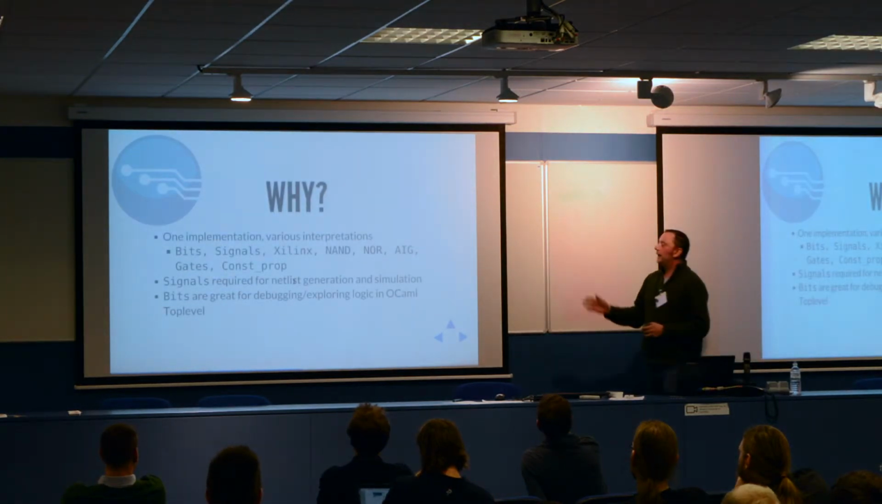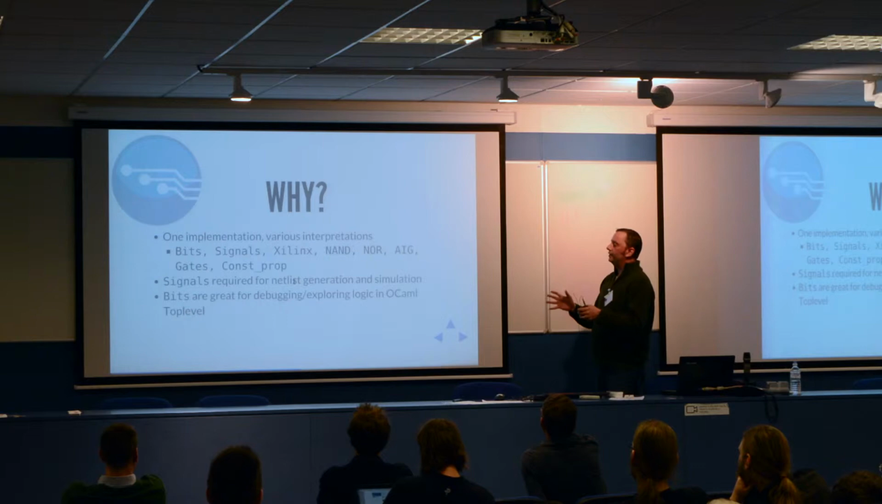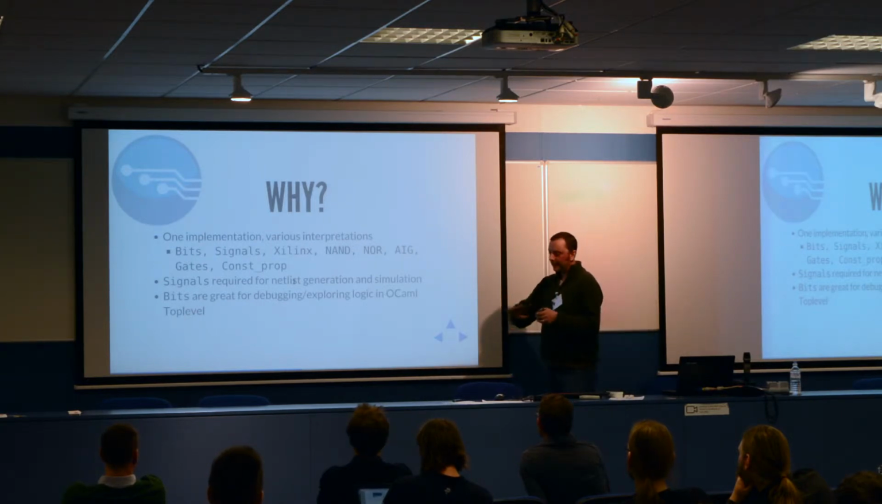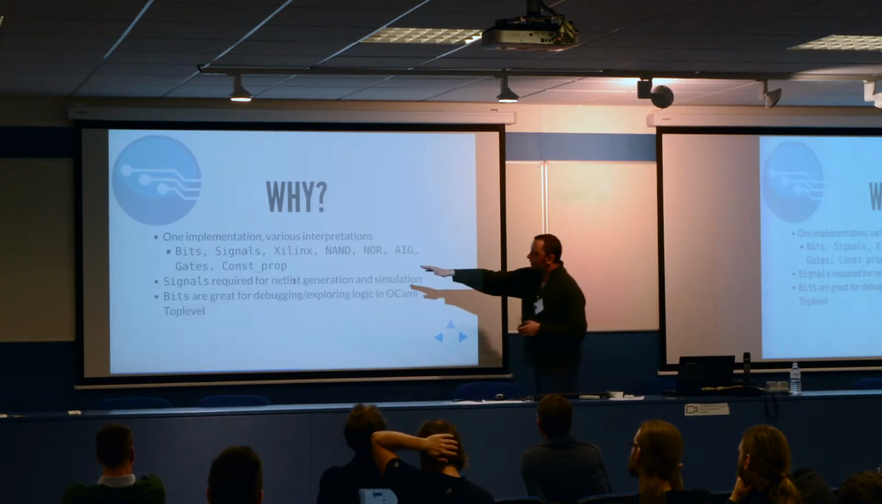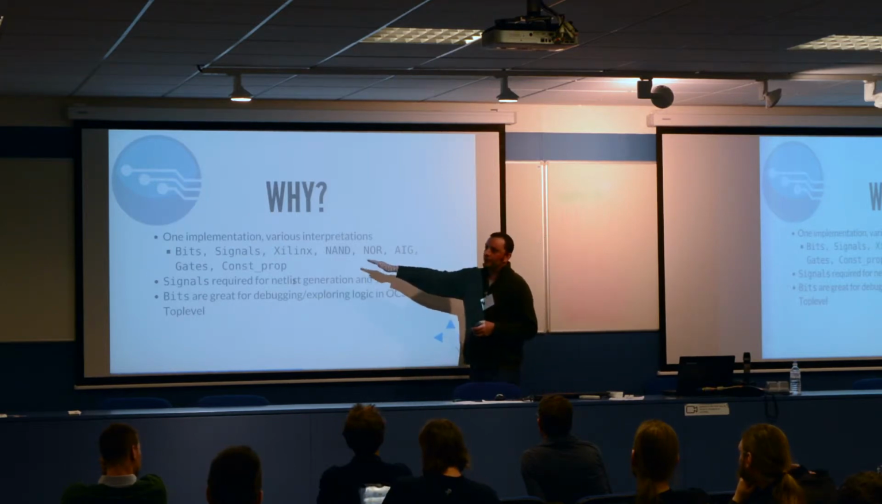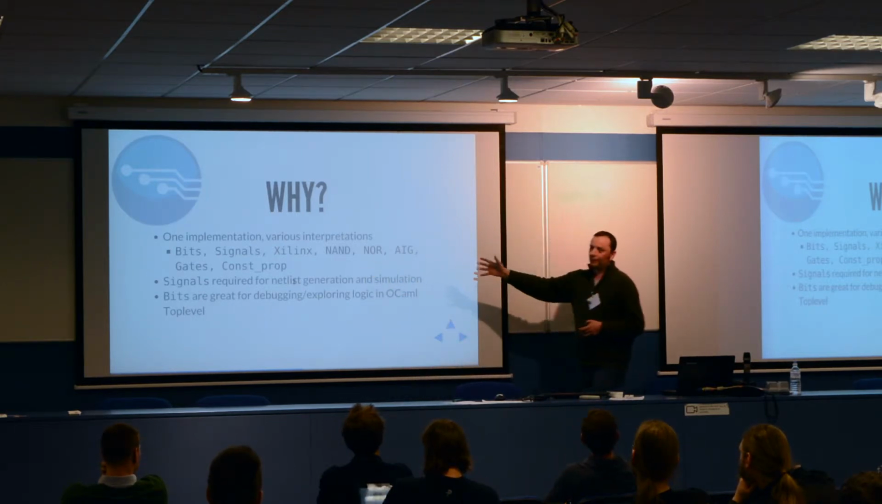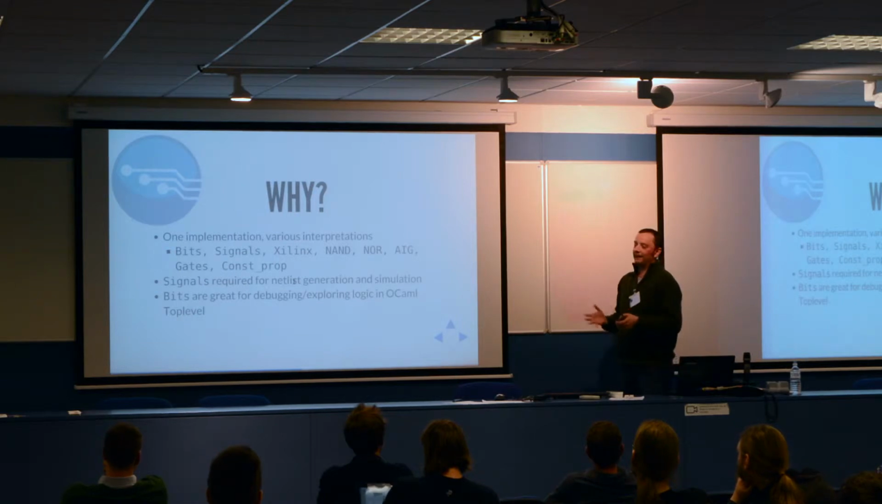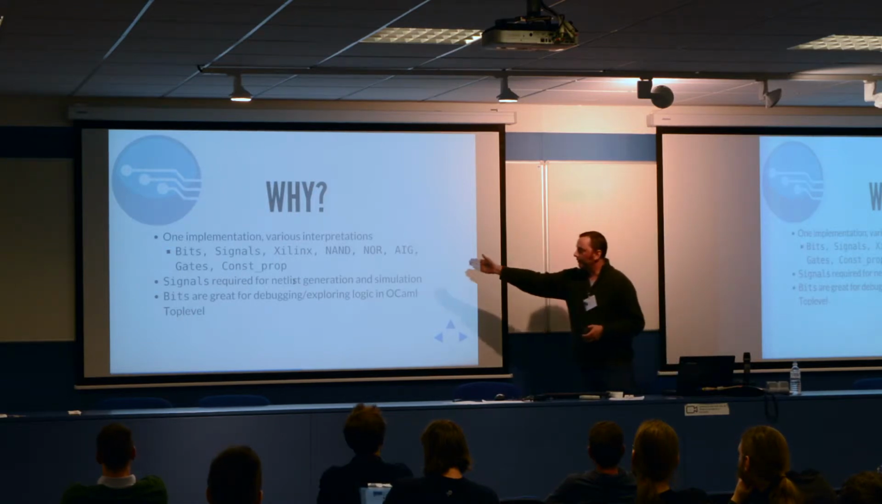So how do I do this? It means one implementation of code can have multiple representations. So we can build NAND gate lists out of high-level code, AIGs, gates we'll see later, and constant propagation is important, because clearly that was a silly example, and it shouldn't have generated an adder to add two constants. That would have got rid of it.